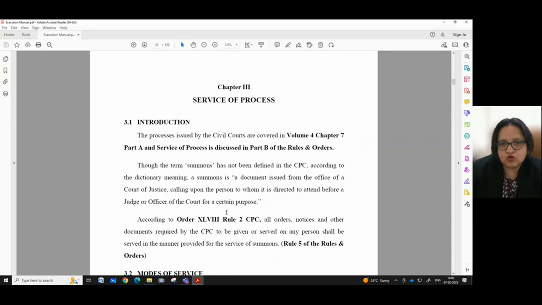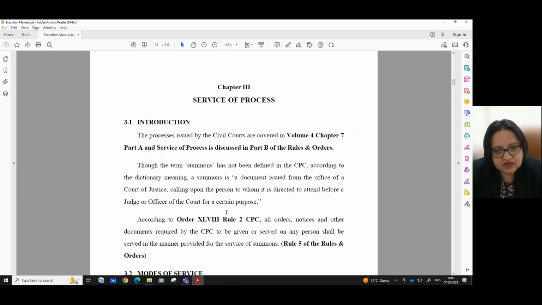Let's know something about service of process, which is given under Chapter 3 of the manual. Introduction. The processes issued by the civil courts are covered in Volume 4, Chapter 7, Part A, and service of process is discussed in Part B of the Rules and Orders.